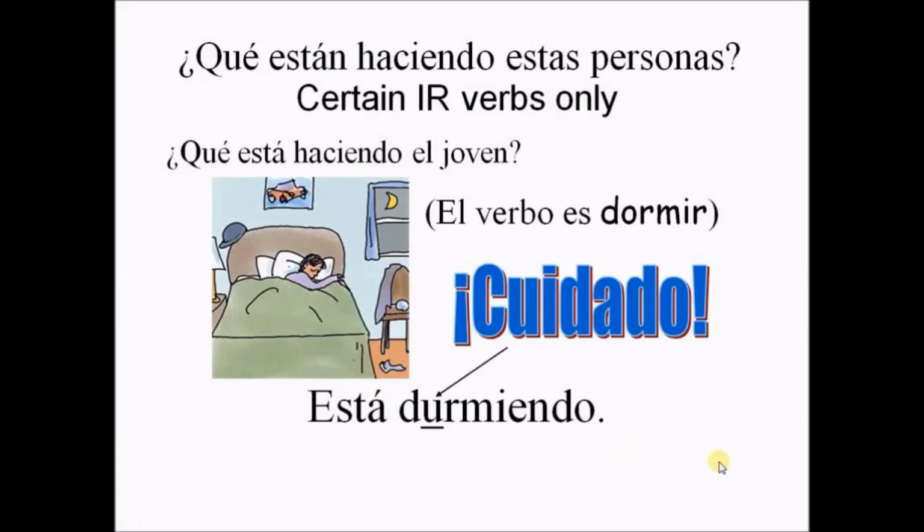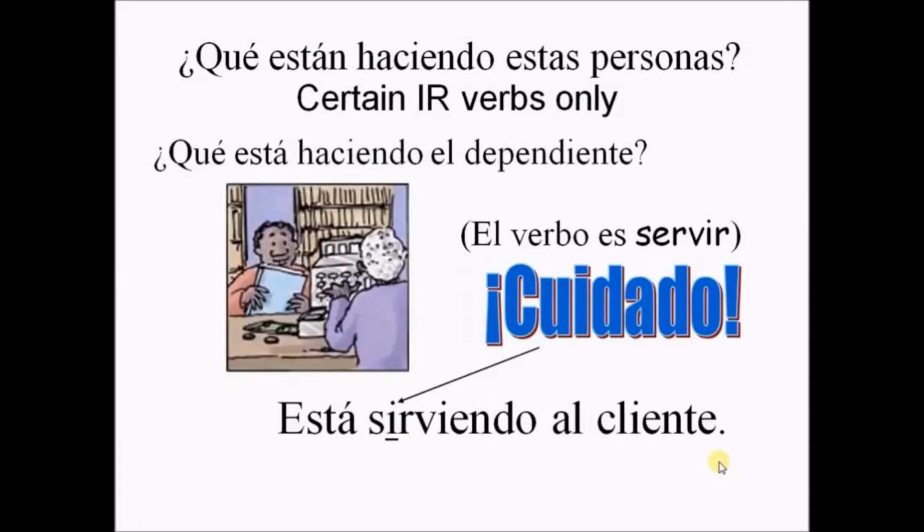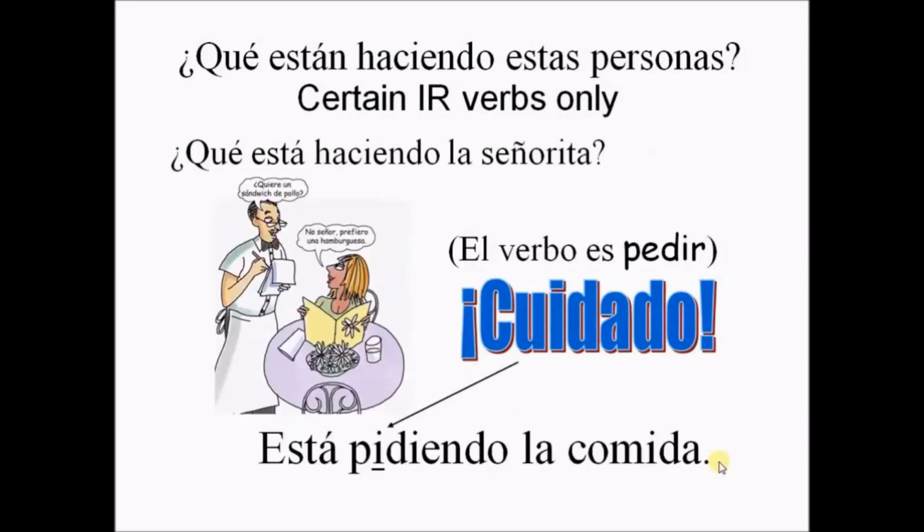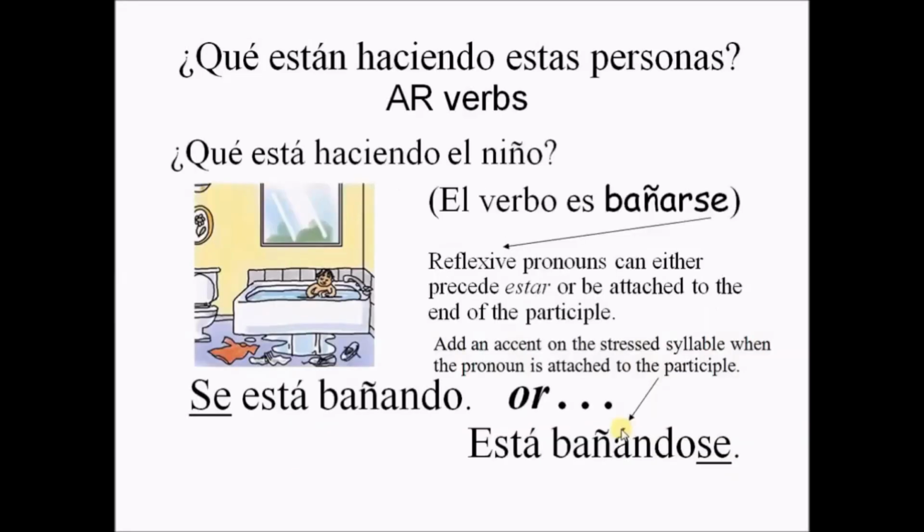Let's see some examples. ¿Qué está haciendo el joven? Está durmiendo. ¿Qué está haciendo el dependiente? Está sirviendo al cliente. ¿Qué está haciendo la señorita? Está pidiendo la comida.